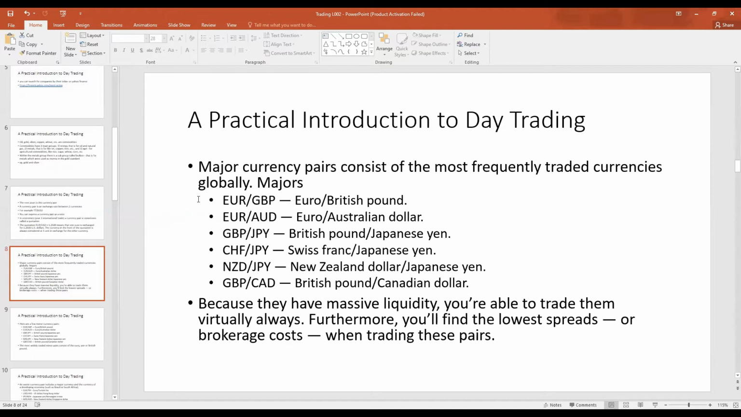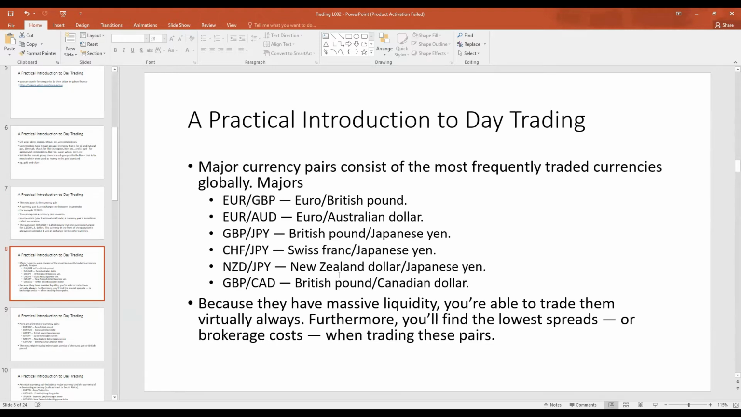So I have here the majors. The Euro GBP, that's the Euro British Pound. The Euro AUD, that's the Euro Australian Dollar. You have the GBP JPY, British Pound Japanese Yen. CHF JPY, Swiss franc Japanese Yen. NZD JPY, New Zealand Dollar Japanese Yen. GBP CAD, that's the British Pound Canadian Dollar. All these are majors. These currency pairs are actively traded on the financial markets.